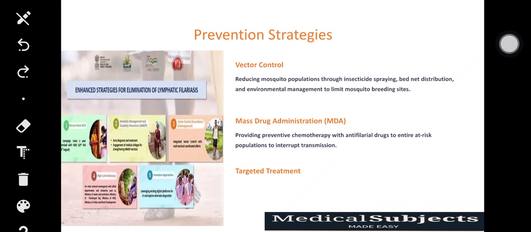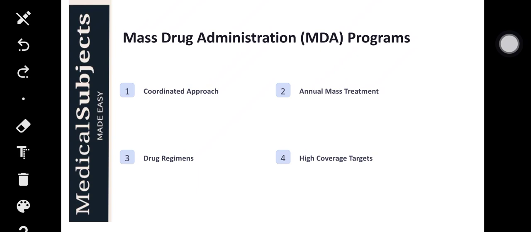Mass drug administration with DEC, diethylcarbamazine. DEC is given as mass drug administration to the whole population which is at risk. So, an effective strategy. Then targeted treatment: identifying and treating infected individuals to reduce the reservoir of parasites and prevent further spread. We target the person who has the infection with different drugs like ivermectin, DEC, and albendazole. These are given as targeted prevention.